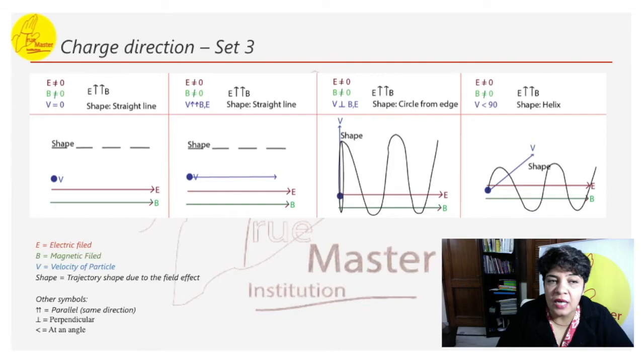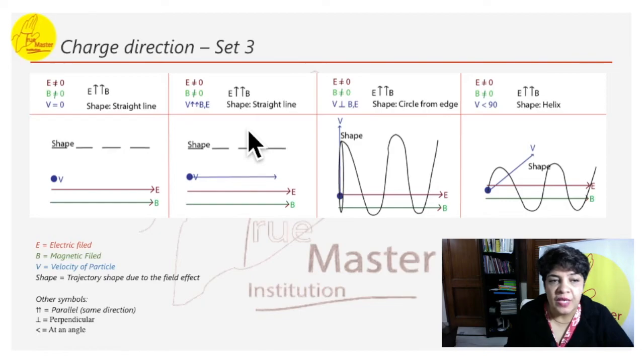In case 1, the charge is stationary. There is no velocity. As both the fields are present, due to the electric field, the charge trajectory will be a straight line. Due to the magnetic field, because it's stationary, velocity will be 0, so there will be no effect from the magnetic field in the starting. But because of the electric field, it's going to move in a straight line. So how do we write? E and B are both parallel. V is equal to 0. B is not equal to 0. E is not equal to 0. The shape will be a straight line.